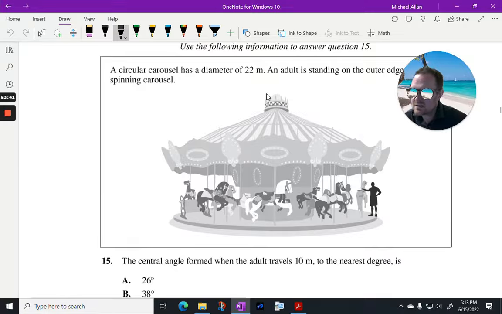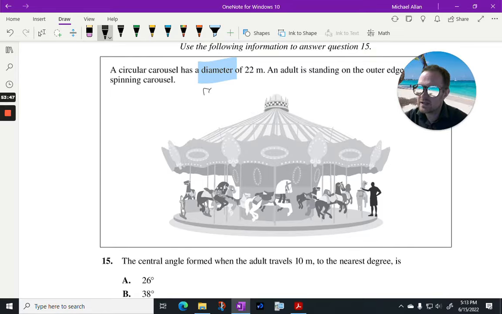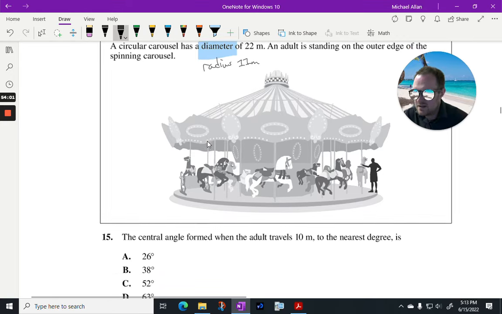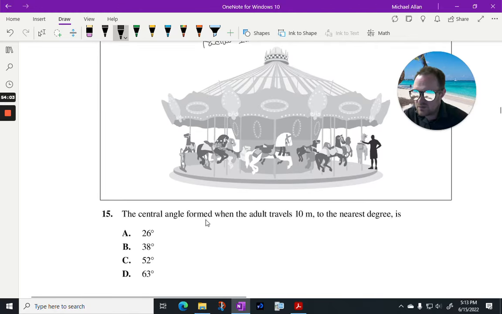The carousel has a diameter of 22. Diameter. Now, they always do this. The word diameter, we want the radius. So just make sure you divide this by 2 here. And we actually have 11 meters for my radius. So just make sure you're always using your radius, not your diameter. Let's write my radius down here. 11 meters.